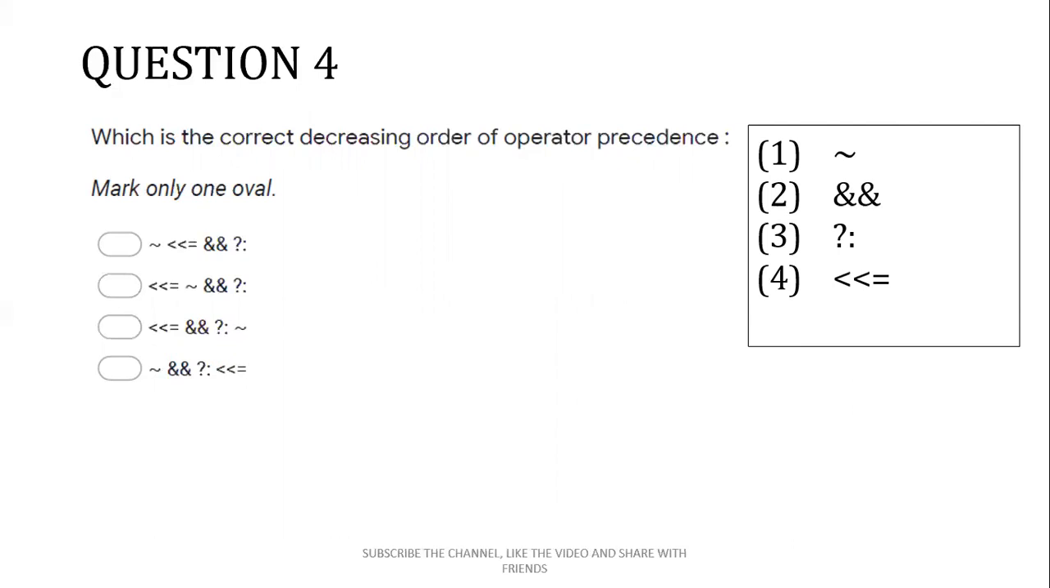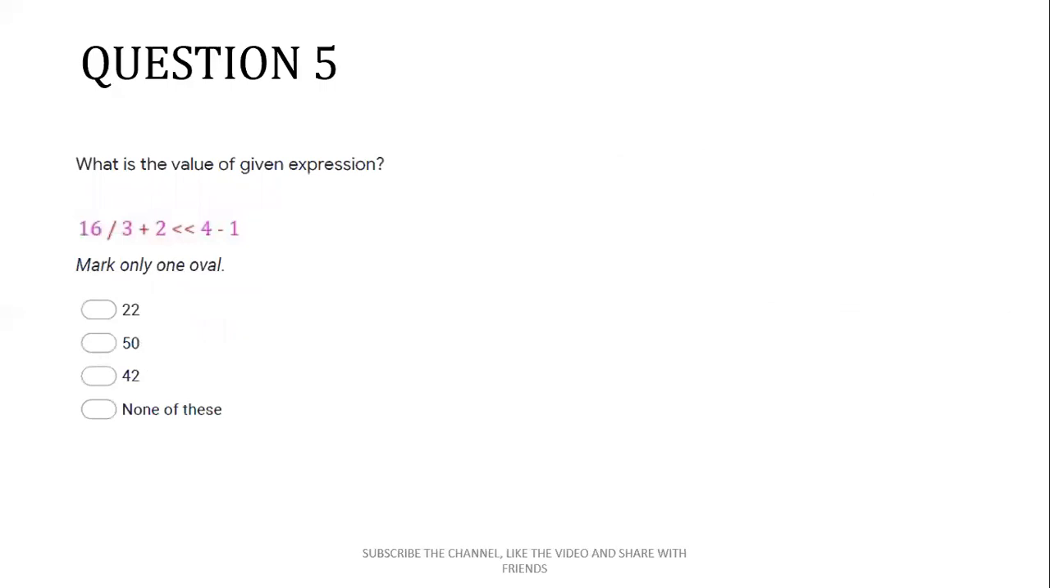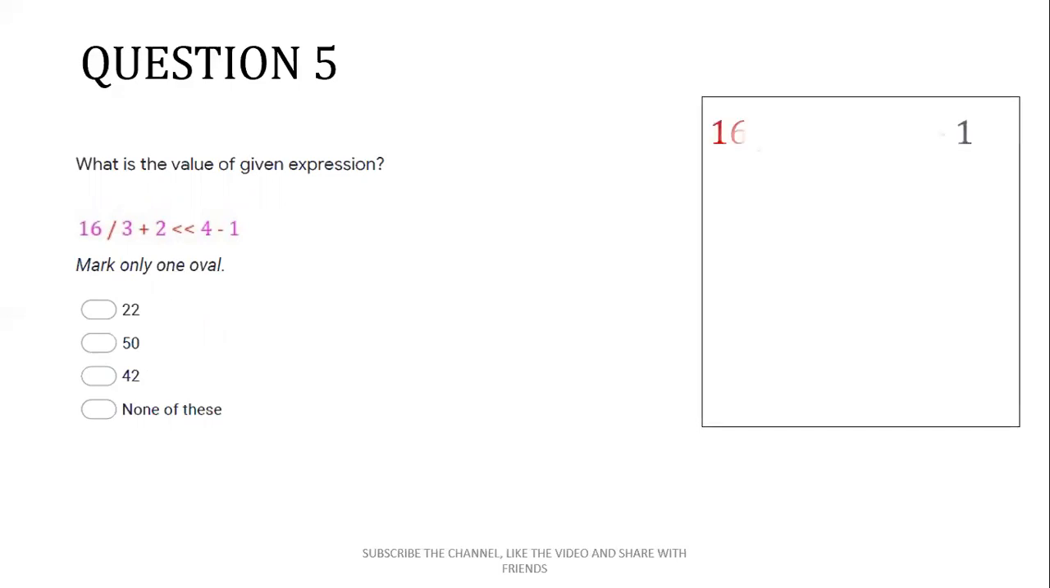Okay, so on the basis of this, our correct answer will be the last one. Okay, next we have the next question. What is the value of the given expression? So this expression can be solved like this. First you have the statement 16 divided by 3 plus 2, left shift 4 minus 1. So how will we solve it?